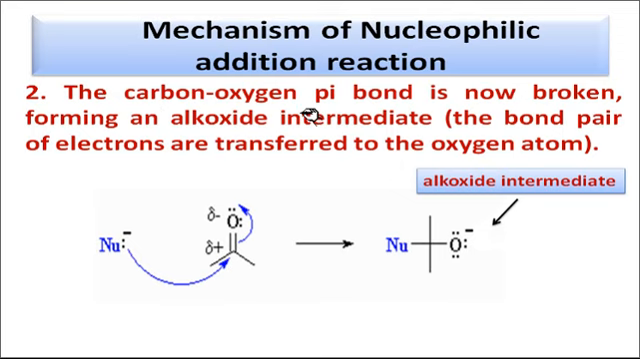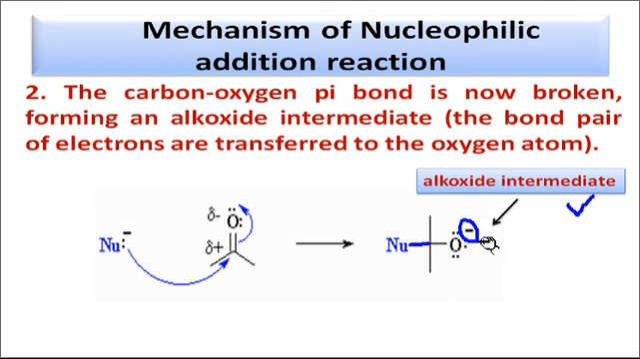The carbon-oxygen pi bond is now broken, forming the alkoxide intermediate. Due to the formation of the sigma bond between the electrophilic carbon and the nucleophile, there is the formation of the alkoxide intermediate in which the negative charge is on the oxygen atom.